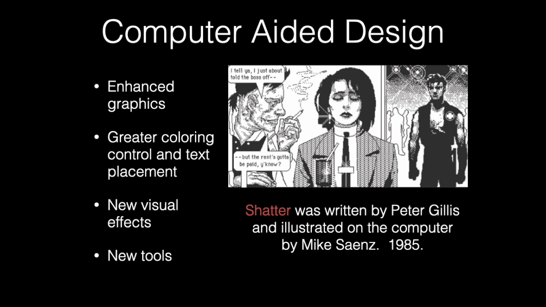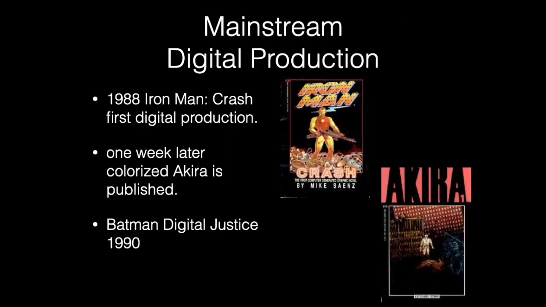Shatter, written by Peter Gillis and illustrated on the computer by Mike Saenz, first appeared in 1985 and is typically considered the first attempt at a full-length graphic novel completely in digital form. But it wasn't long after Shatter that mainstream digital production was introduced into the comics of DC and Marvel.